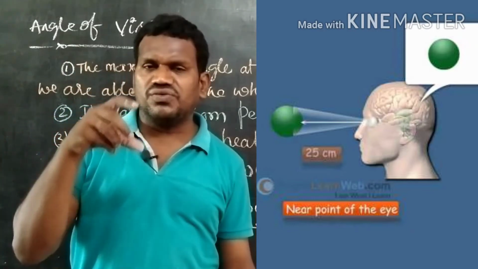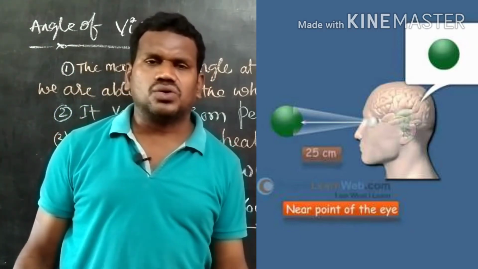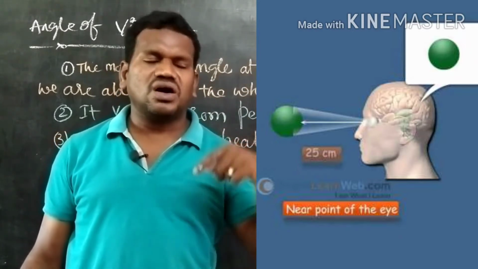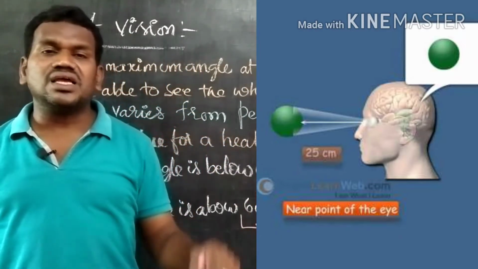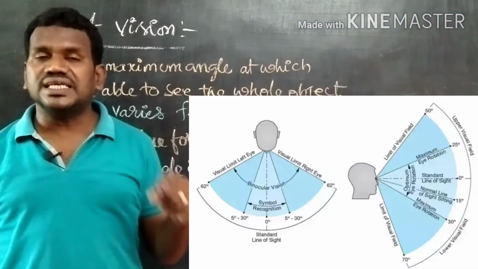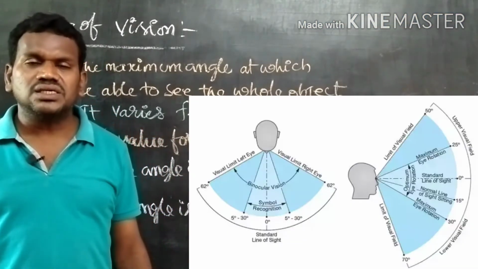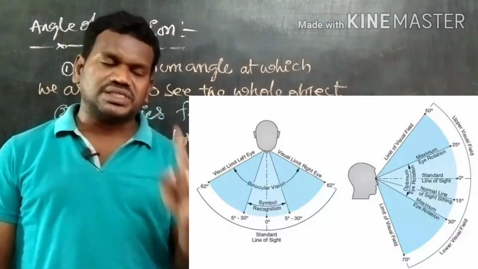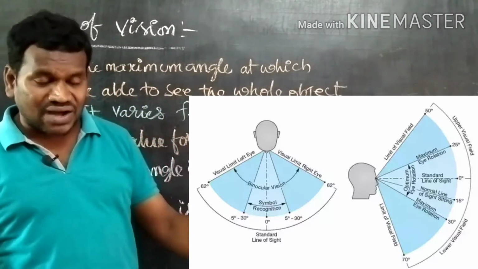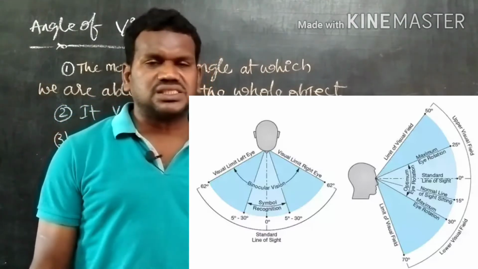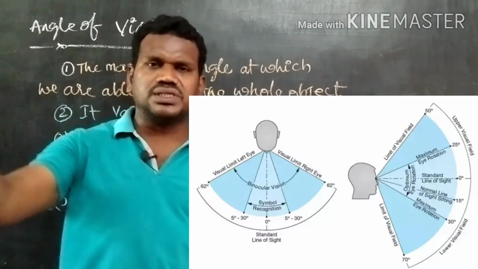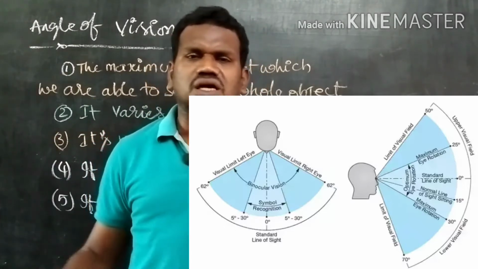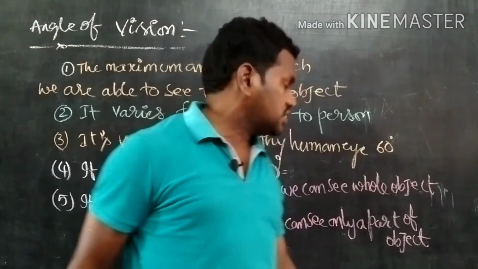For example, if you observe the eye of a crocodile, the eye of a crocodile is exactly at the edge of its face. So its angle of vision is 220 degrees. Means a crocodile can see a total of 220 degrees from its base. But we human beings have just 60 degrees. Means we can see the object only up to 60 degrees. Beyond 70 degrees we can't see, but below 60 degrees we can see.